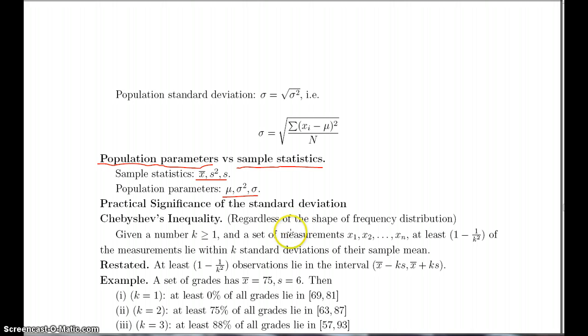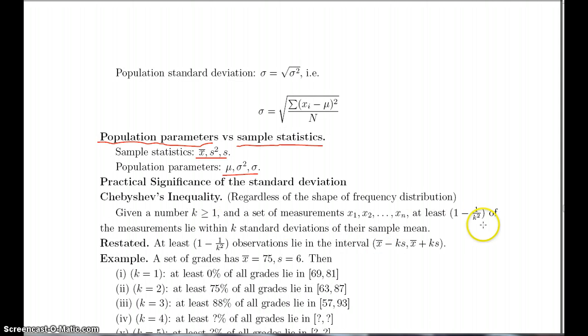I just want to talk briefly about the Chebyshev inequality, which says that regardless of the shape of the frequency distribution, we always have 1 minus 1 over k squared of the measurements within k standard deviations of the mean. I like to restate it in this format because it's much simpler, which means 1 minus 1 over k squared observations lie in this interval, x bar minus ks, x bar plus ks.